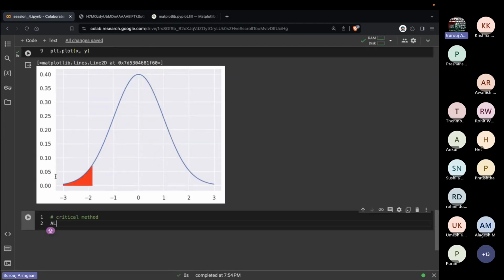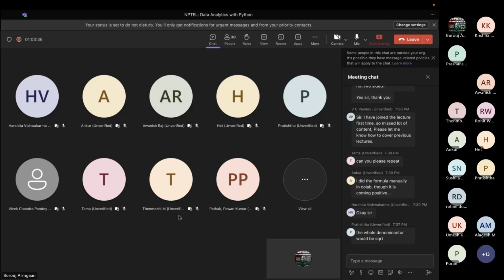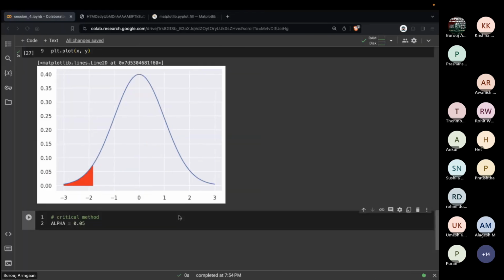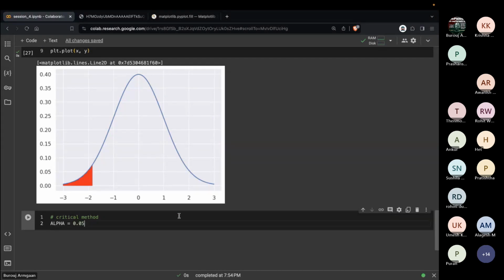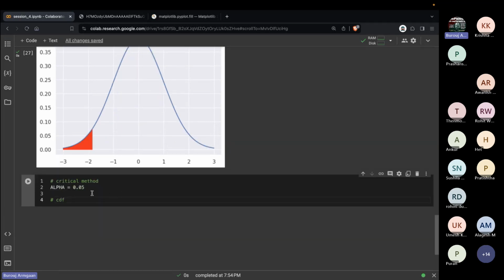Let's say alpha remains the same, so alpha is still 0.05. This is the area under the curve, and let's say you want the critical value. How will you do that? The CDF gives you the area under the curve. Let's say you already know the area under the curve and you want the inverse. To get the inverse, there's a function, PPF.